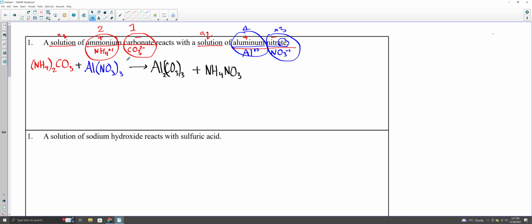Now, last but not least, actually second last, we need to figure out the states that these are in, right? So a solution of ammonium carbonate would suggest to us that this chemical is aqueous when mixed in water. It dissolves fully. What about aluminium nitrate? It says a solution of aluminium nitrate, so that would also suggest aqueous. Now, the thing is that we've formed 2 new products, and we need to figure out if those are still aqueous or if they're solid.